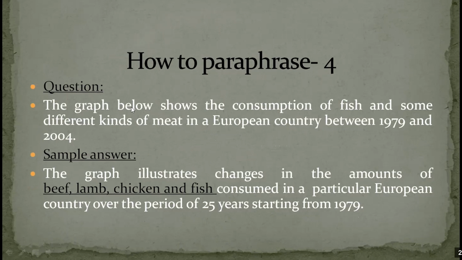Here's another example. The graph below shows the consumption of fish and some different kinds of meat in a European country between 1979 and 2004. The graph illustrates changes in the amounts of beef, lamb, chicken, and fish. So what I did here, like they wrote some different kinds of meat, and then I looked at the line graph and I listed these kinds of meat. And if they do the opposite, if they say the amounts of beef, lamb, chicken, and fish, then I say different kinds of meat consumed in a particular European country over the period of 25 years, starting from 1979. You do the math. From 1979 to 2004, that's 25 years.